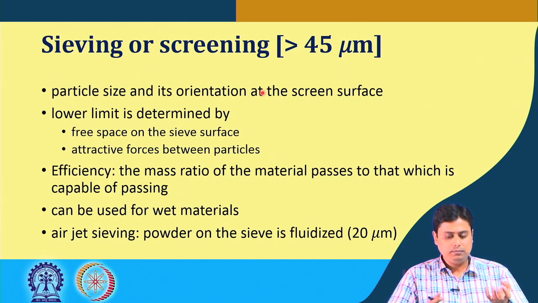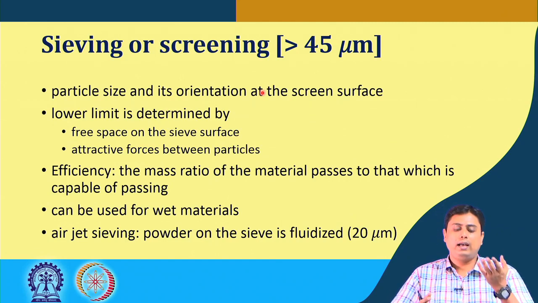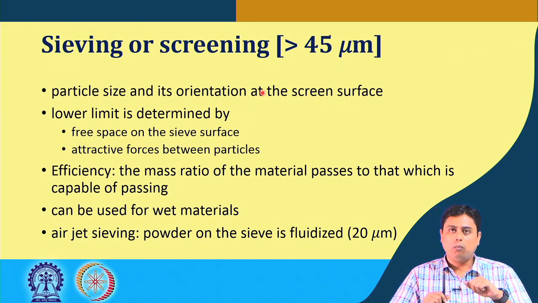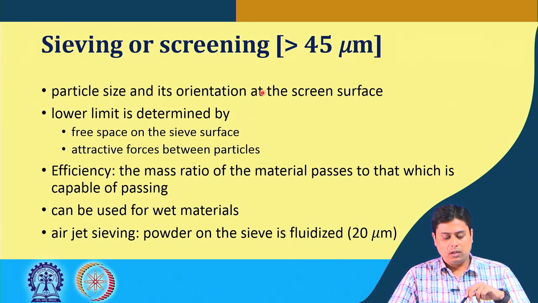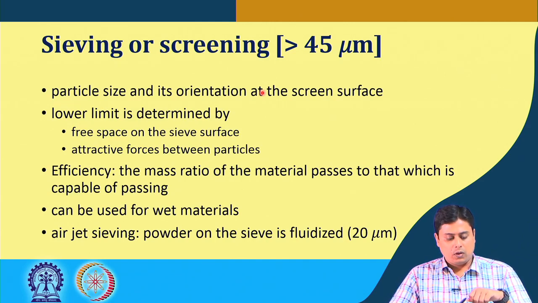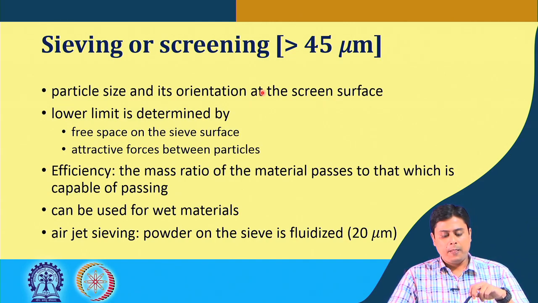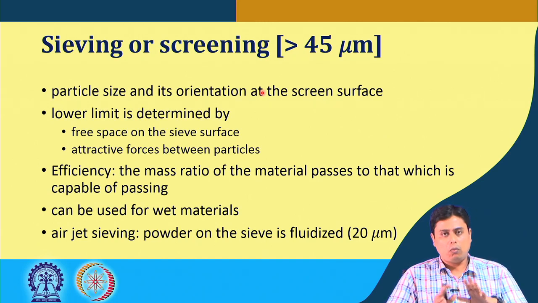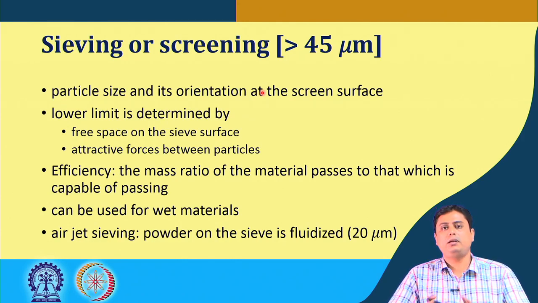By this kind of wet technique, even though in the heading I mentioned that the sieving or screening operations are typically applied for sizes of more than 45 micron, by wet screening or this air jet sieving, the particle size also can be separated down to 20 micron. That means for 20 micron particles, we can identify the size range.